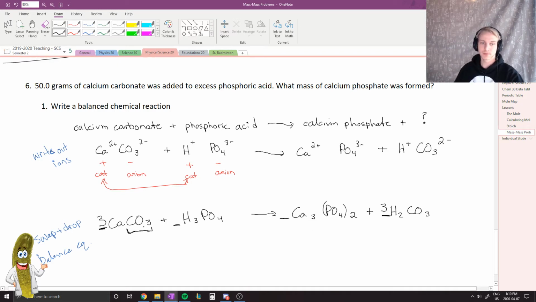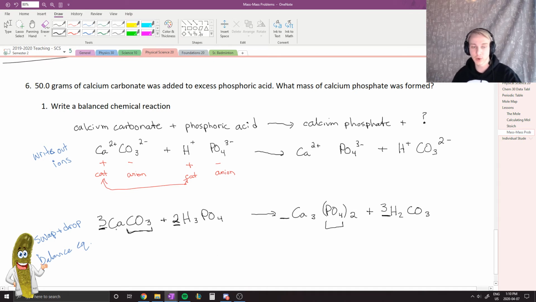Okay. The next step to check would be to look at our PO4s. Again, I'm going to look at this as one unit rather than the phosphate and the oxygens. I'm going to look at it as just the PO4 as one entire unit. And I see that I have 2 of those, so I'm going to try a 2 over here, and we're going to see if we can get this whole thing to balance out.